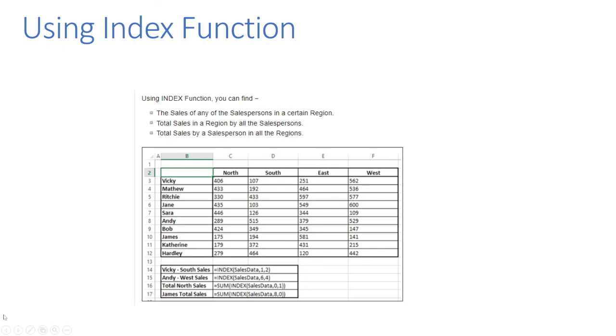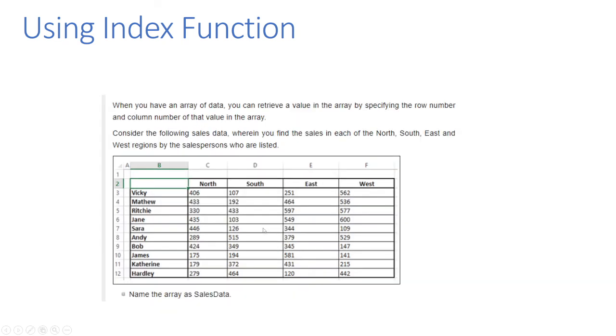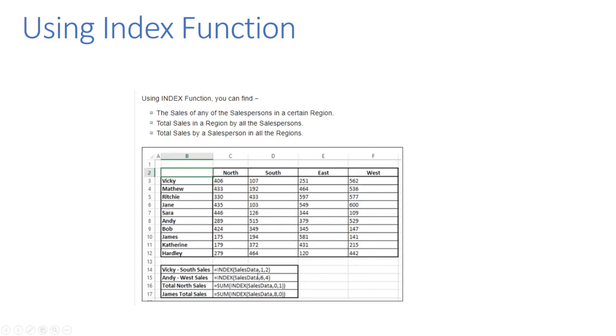So let's say, for example, we have here Vicky South sales. So we equal to INDEX(sales data, and so what's the syntax again? INDEX(sales data, 1, 2). Here we have INDEX(sales data, 6, 4). So that will be explained later. Sum of INDEX(sales data, 0, 1). That's total north sales. So this one is the total north sales.